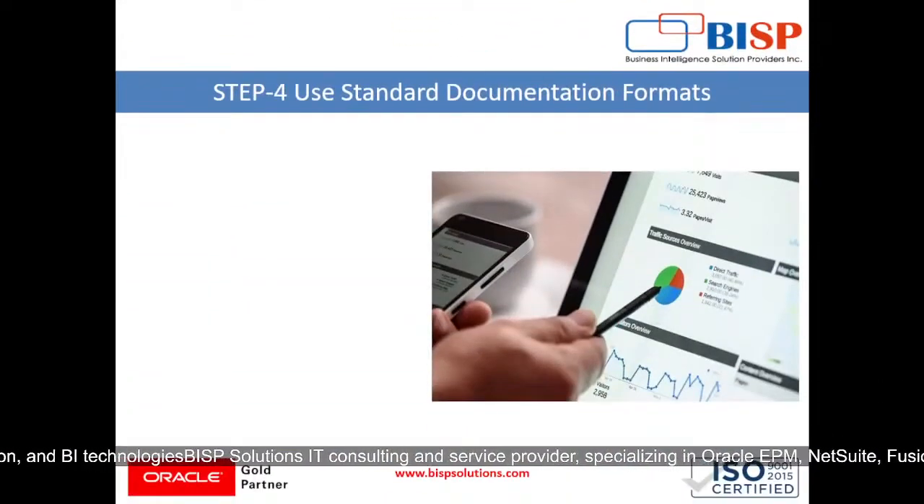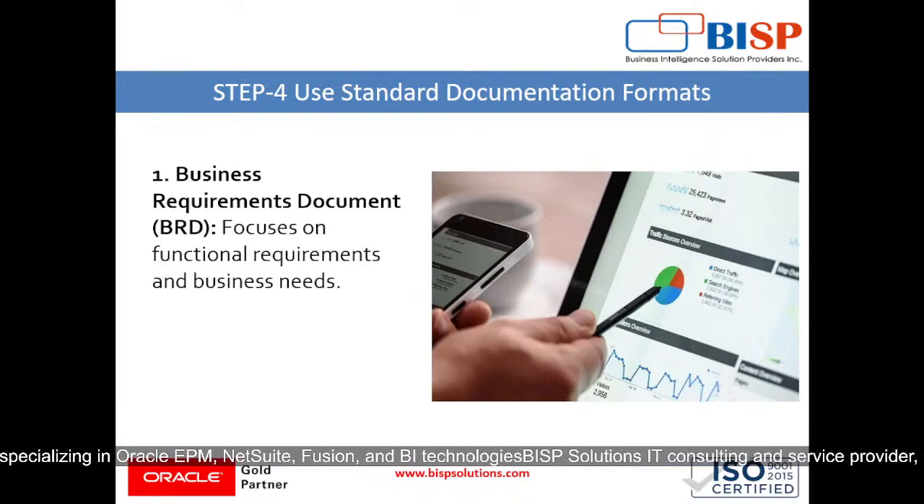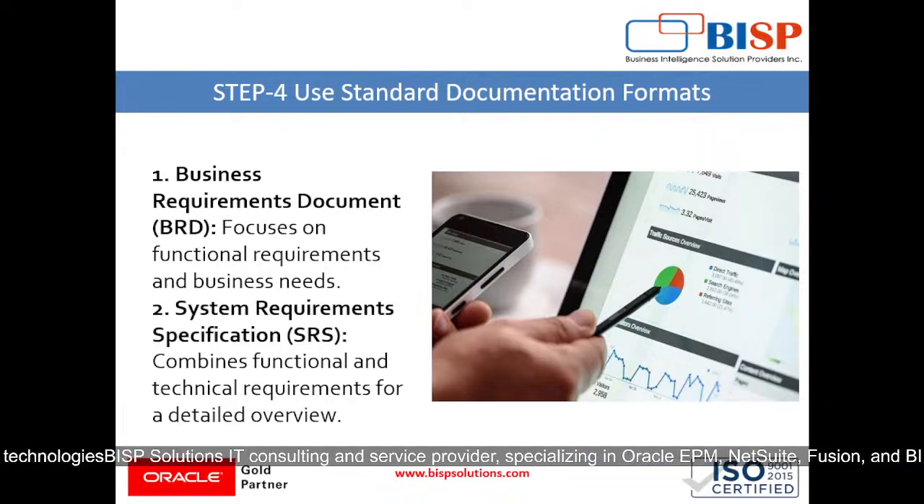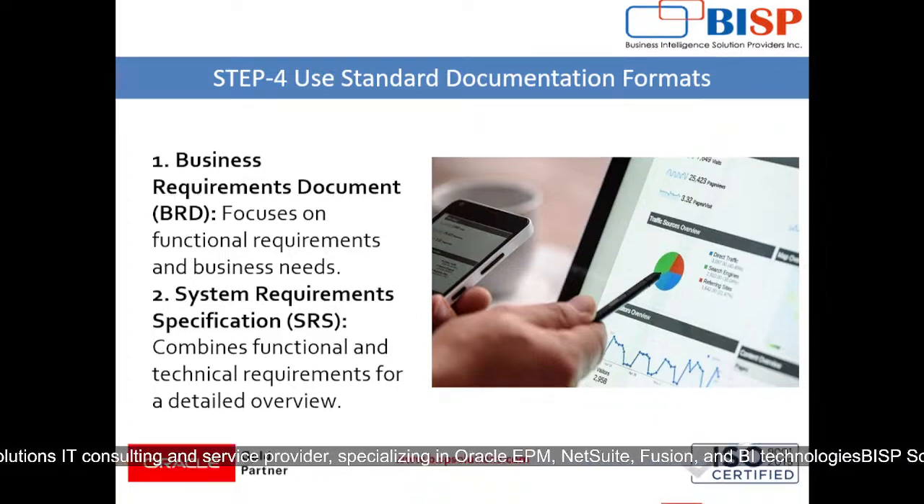Then step 4 is using standard documentation format. It is not necessary to follow a standard documentation format, but in businesses there is a base for preparing a BRD, so that's why this step is included here. In using standard documentation format, there is a BRD, which is the business requirement document, which focuses on functional requirements and business needs. And the system requirement specification combines functional and technical requirements for a detailed overview.